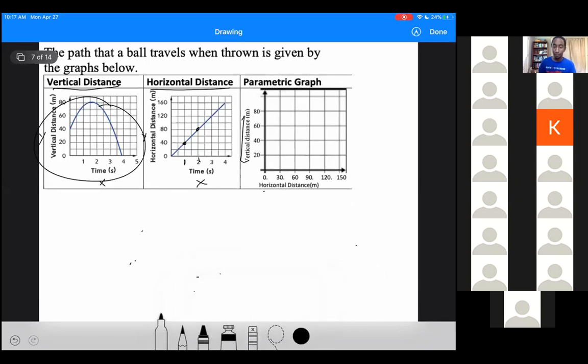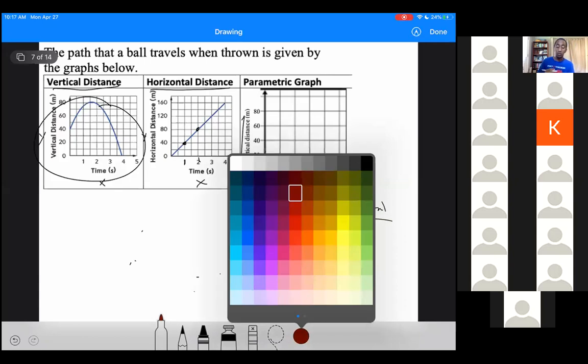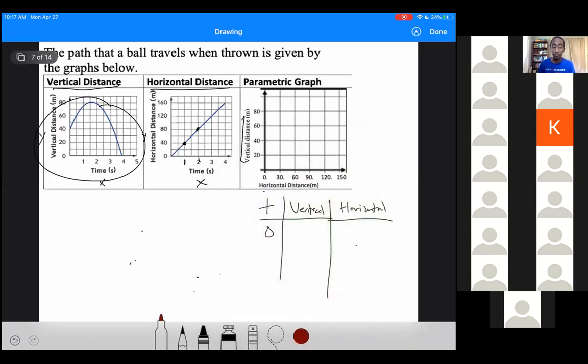Let's erase that. Okay, so let's say, for example, I create a chart, and I say at a time t, representing time, at a time of 0, what is the vertical distance and what is the horizontal distance of the ball? At time 0, before any time has passed, what is the vertical distance of the ball? That would be 40, right? Because at time 0, the vertical distance is 40. And at time 0, before any time has passed, the horizontal distance is 0.